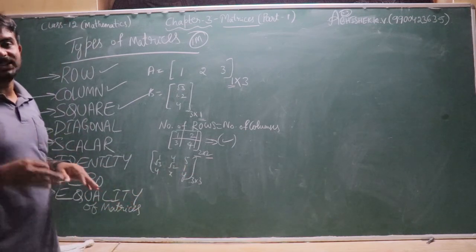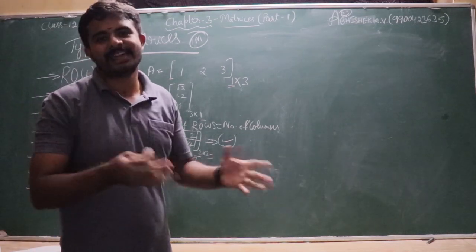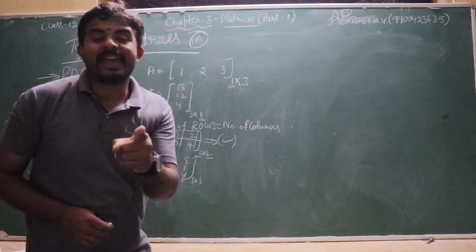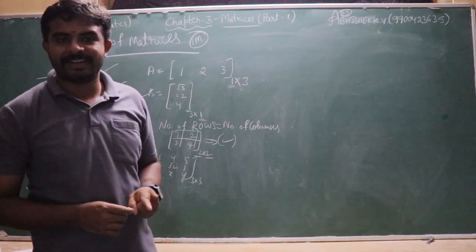Then I move on to the diagonal matrix. Define diagonal matrix. You should start the definition: a square matrix is said to be a diagonal matrix.